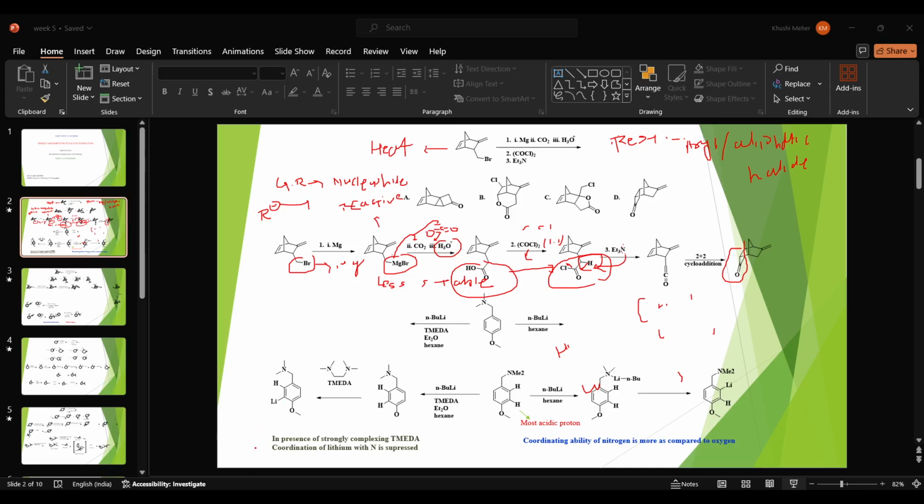That's why in this particular case the more acidic hydrogen is abstracted by the butyl lithium and we get the corresponding lithiated product. But in the first case, we don't have any such selective ligand. That's why it first binds to our nitrogen, and we get the corresponding product where the less acidic proton undergoes lithiation and we get the corresponding lithiated product.